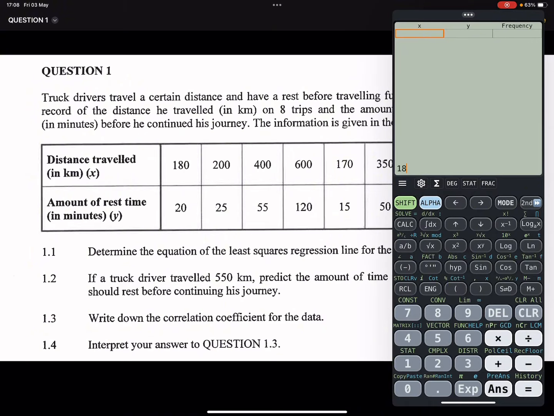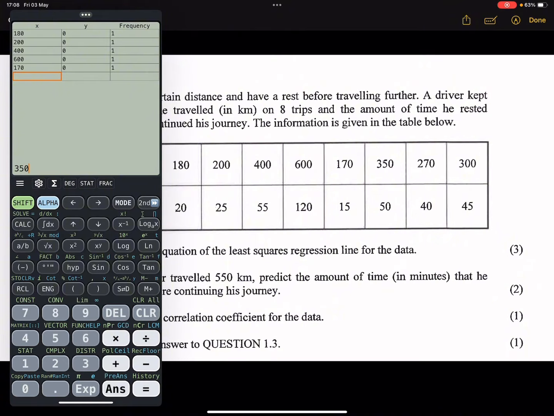So this is going to be 180. That's 200. The next one, that's 400. Please, every time that you insert the data, you press equal to, to insert the next one. So that's 600. That's 170. We shouldn't waste a lot of time here, ladies and gents. Let's do the best that we can. We've got 350, and the next one is 270. The next one is 300. That's the last one.